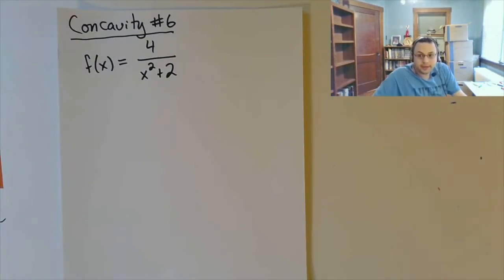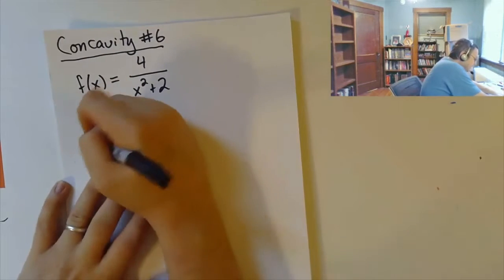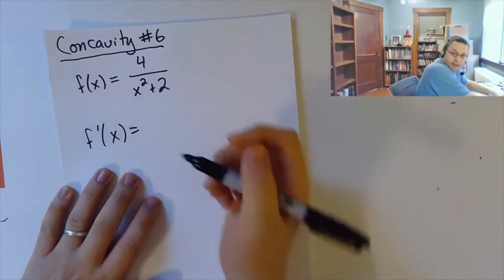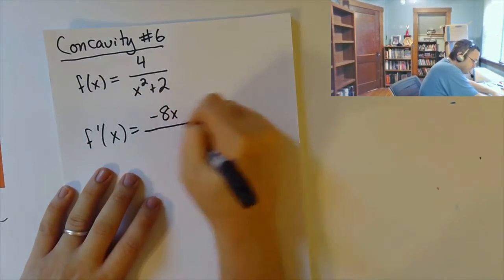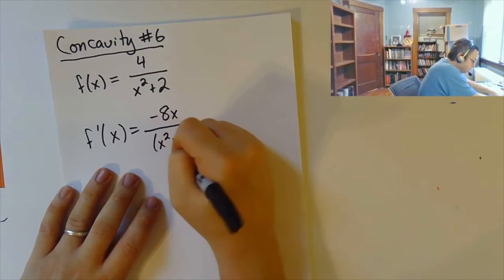So let's go ahead and grab the first and second derivative. Since you're asking about the parts with the graph, I'm just going to skip ahead to having the derivatives. If you want to calculate these and you're watching this later, you can ask me to calculate them. But f prime here works out to be minus 8x over (x squared plus 2) squared.